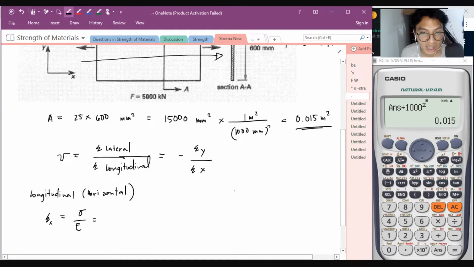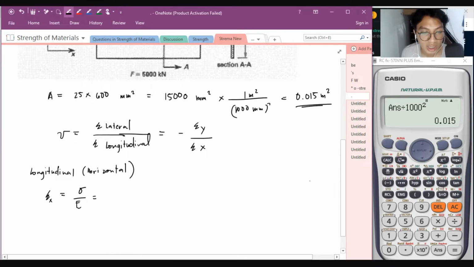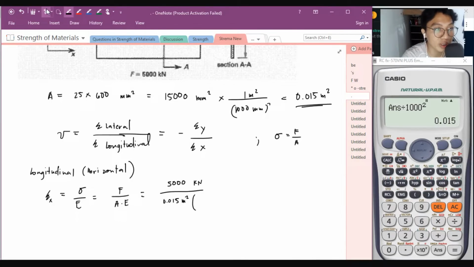Pero may stress ka ba dyan? Tignan mo kung may stress ka dyan, wala kang stress na binigay. Recall mo, di ba ang stress is equal to force over the cross-sectional area? O pwede natin palitan to. Force over area times E. So, ibig sabihin, the strain is also equal to F divided by AE. Ano yung F mo dyan? 5,000 kilonewton divided by A. What is the area? 0.015 meter squared. Tapos yung E mo dyan is, kahit ito, wag mo nang gawing meter to. Okay?